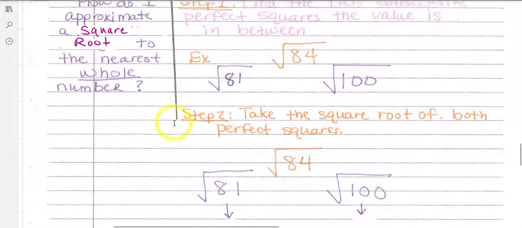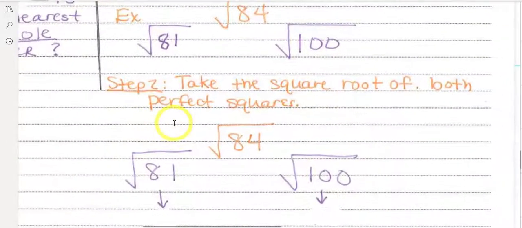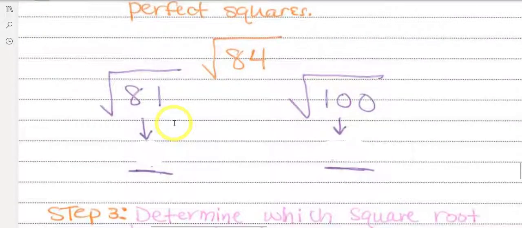The second step then is you're going to take the square root of both of the perfect squares. Remember, the perfect squares are the ones that I have in purple, the ones that come from your list. The square root of 81, we've looked at that example today, that's 9. The square root of 100, that's 10. So 9 times 9 equals 81, and 10 times 10 equals 100. The square root of 84 would have to be some number between 9 and 10.